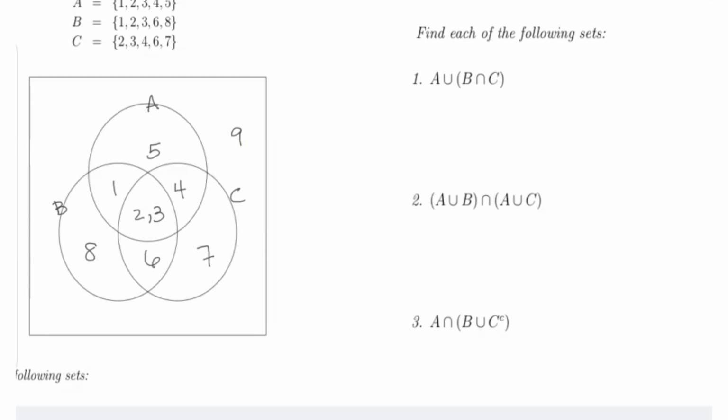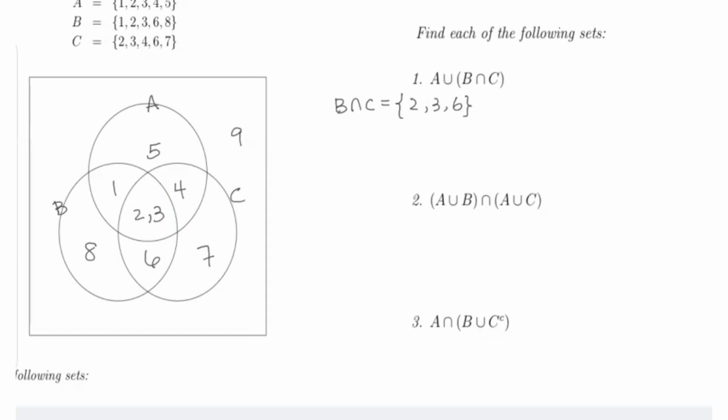In order to do this, we do the inside of parentheses first, and then the union of this. So that's the rule: parentheses first. Let's first look at B intersect with C. The intersection of B and C is this. So we have 2, 3, 6. Intersection of B and C, 2, 3, and 6.